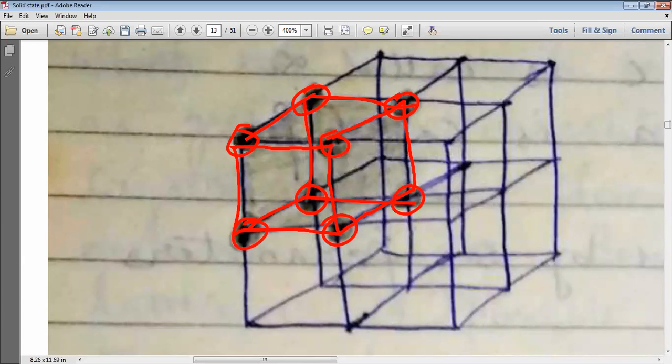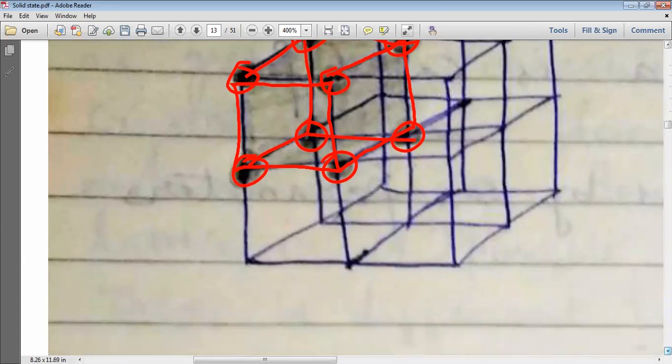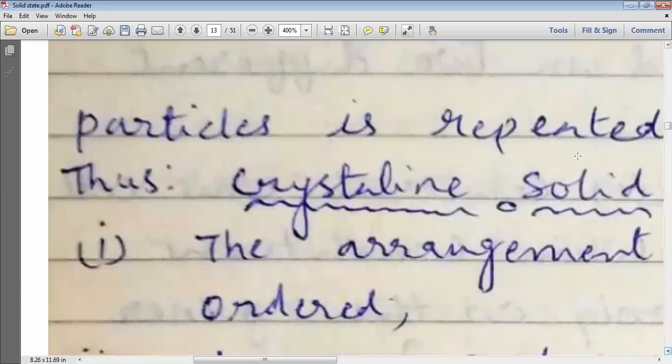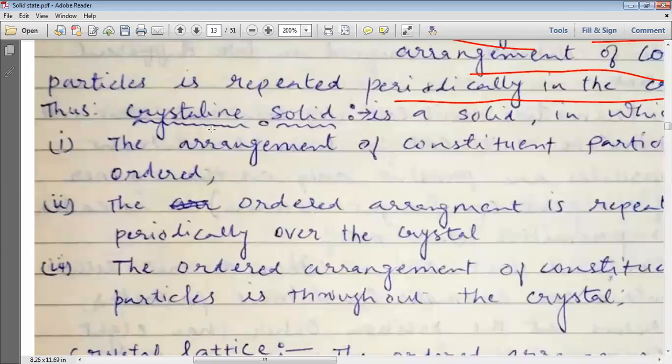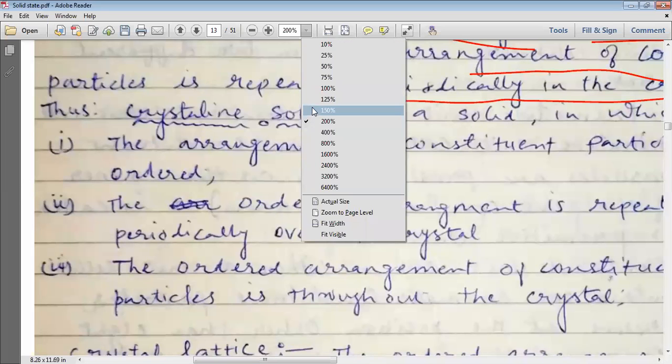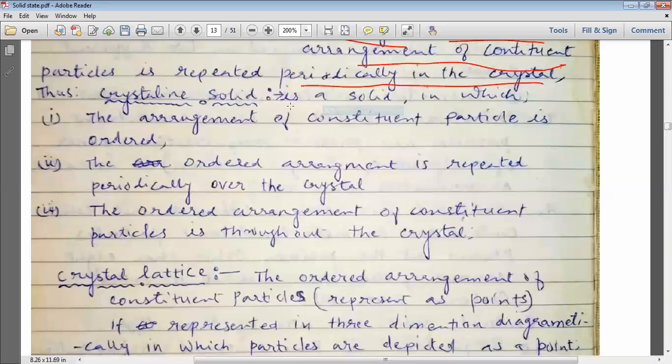So this is how, my dear students, we understand about the crystal lattice. Now when it comes to the crystal lattice, we can understand it some other way. Thus, crystalline solid, let us understand the definition of the crystalline solid. What is a crystalline solid?